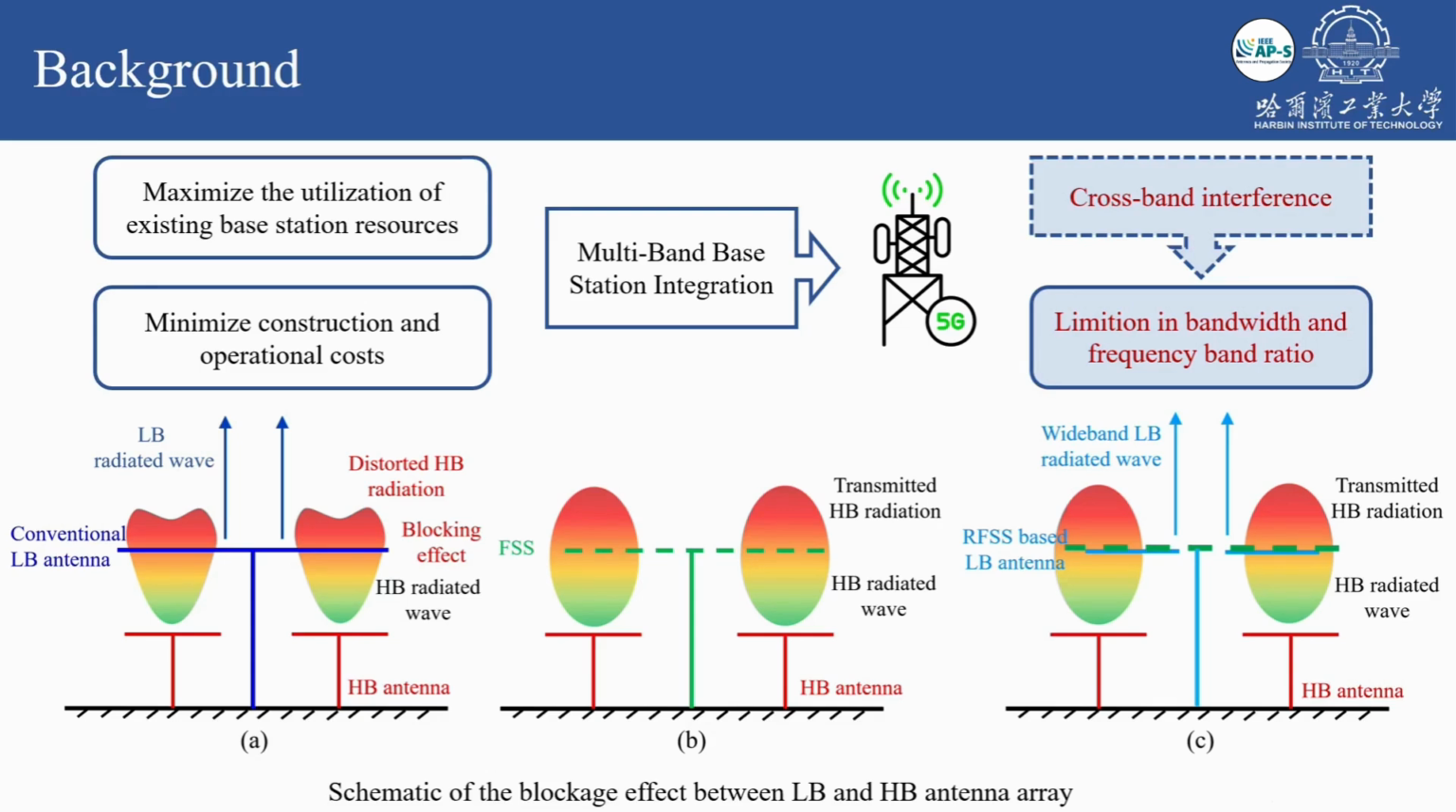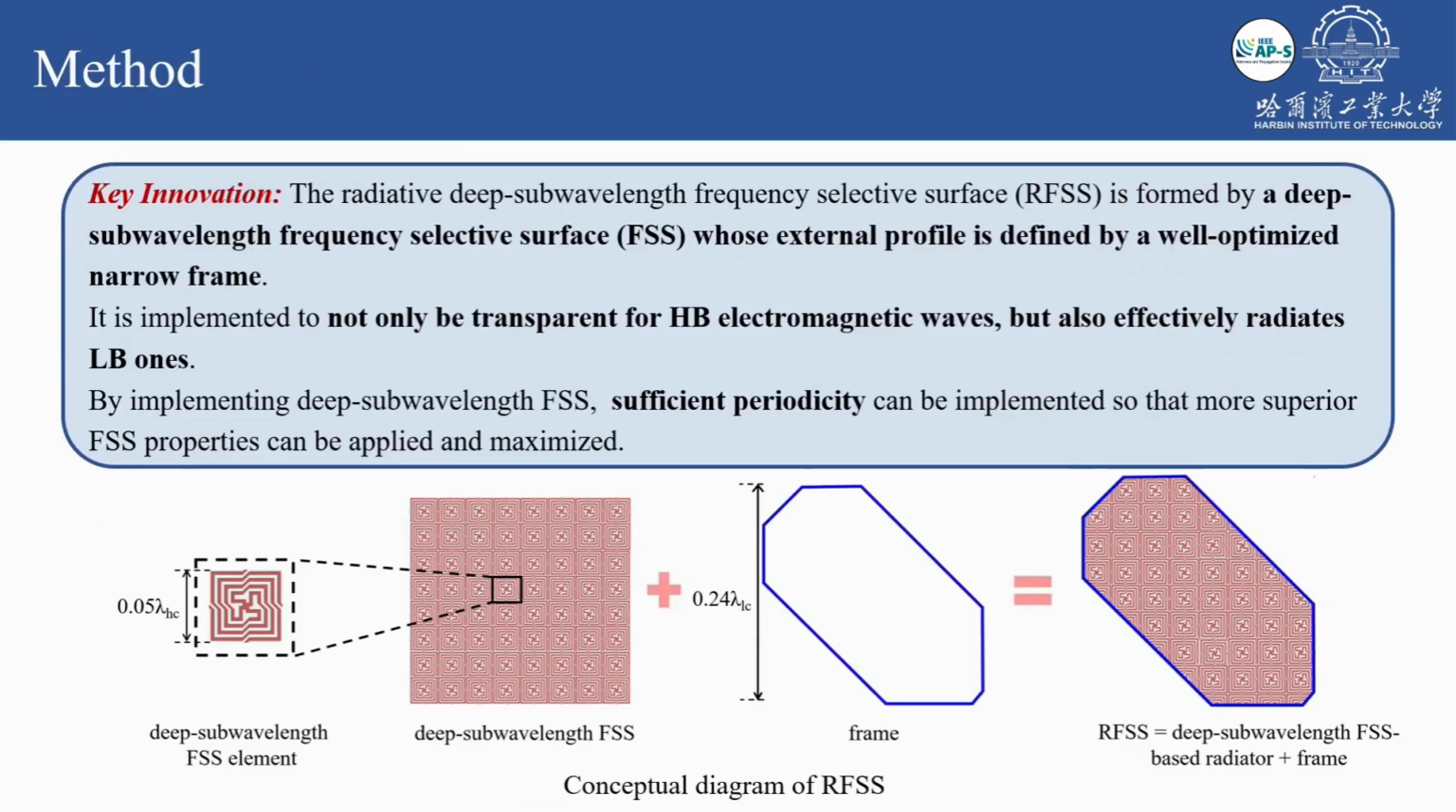Therefore, we introduce an innovative radiative deep-subwavelength frequency-selective surface-based cross-band decoupling method. The RFSS is formed by a deep-subwavelength FSS whose external profile is defined by a well-optimized narrow frame. It is implemented to not only be transparent for high-band electromagnetic waves but also effectively radiate low-band ones. By implementing deep-subwavelength FSS, sufficient periodicity can be implemented so that more superior FSS properties can be applied and maximized.